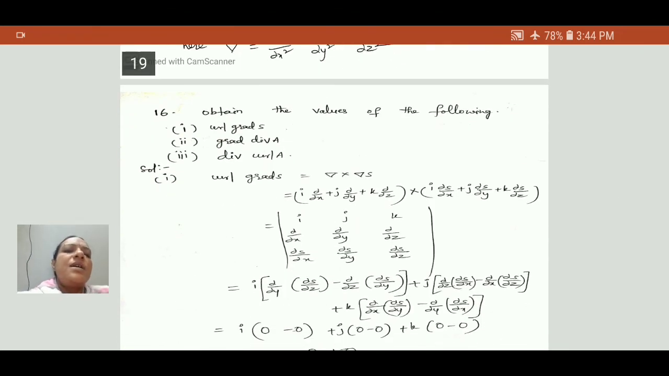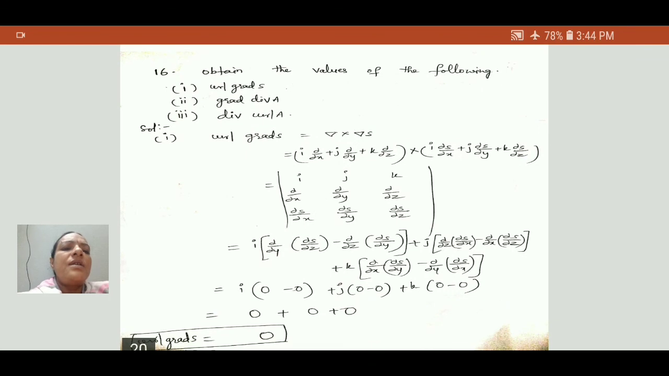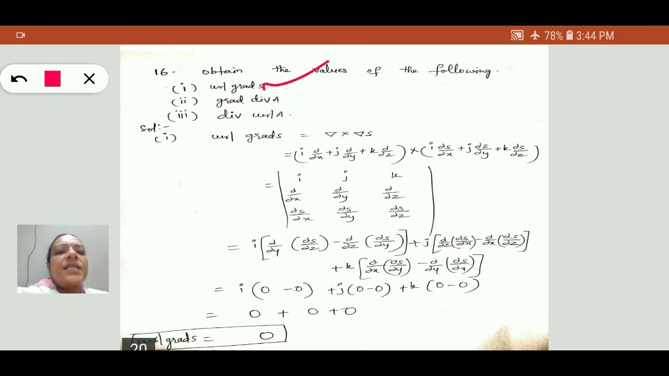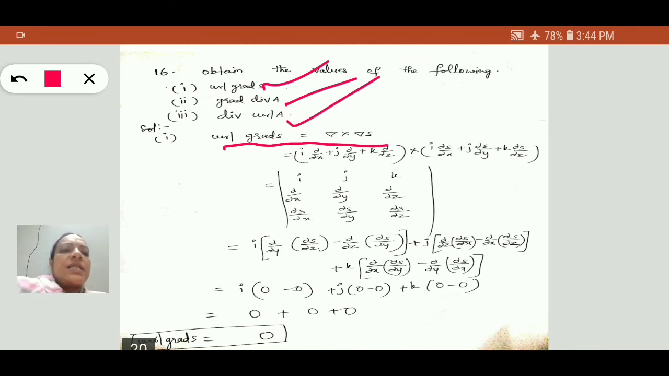Another problem. There are three parts in this problem: obtain the values of the following, that is curl gradient S, gradient of divergence A, and divergence of curl A. So the curl of gradient is the cross product of del and del S. So these are the steps. We have to follow the steps.